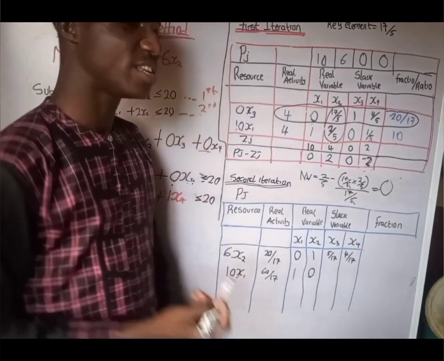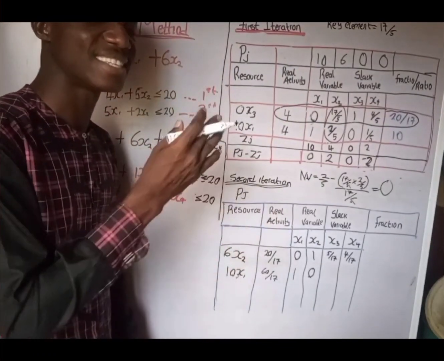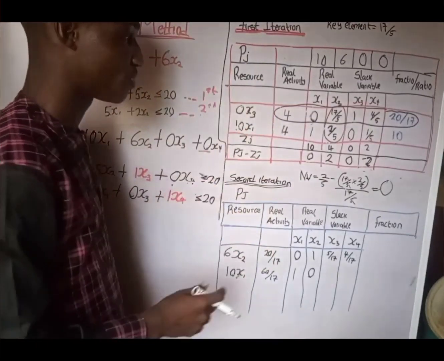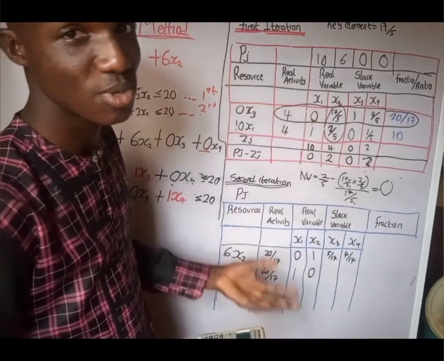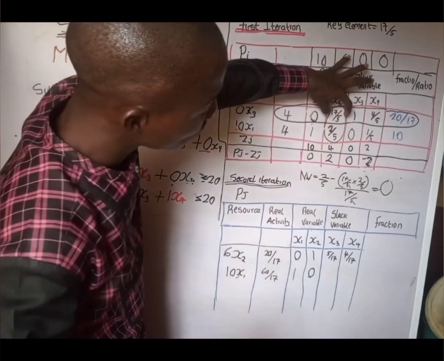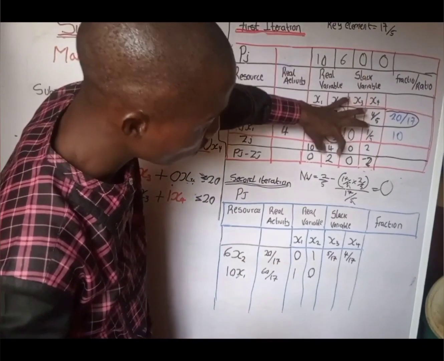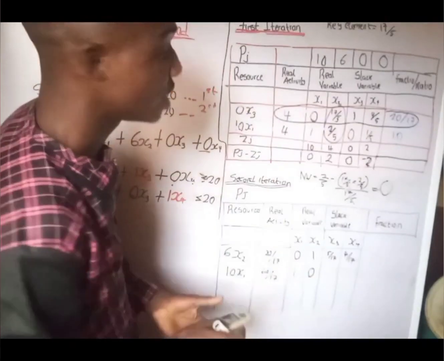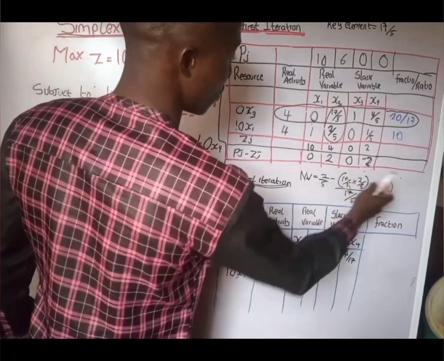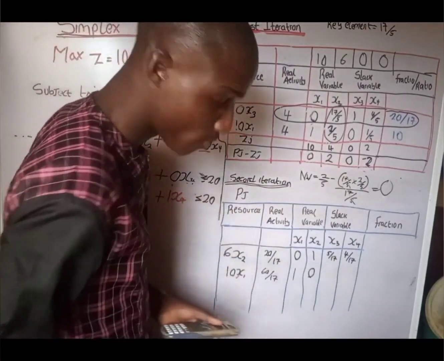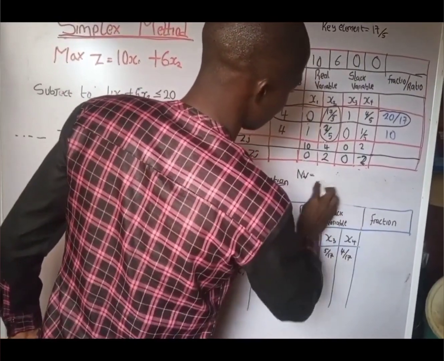But I want to give you a hint. When you locate your key element, every element that is in that key column will be 0. Even if I didn't calculate the new value for 2 over 5, I know that it will give me 0. After locating your key element, every element that falls on the top or below the key element will be 0 if you calculate it. That is the reason why I don't stress myself. You are going to get 0 after calculating all this. Now let's get the new value for this 0. Don't forget, we are still using the same approach.